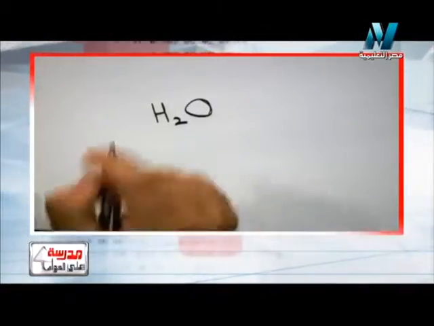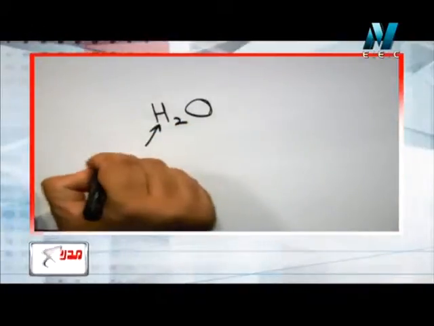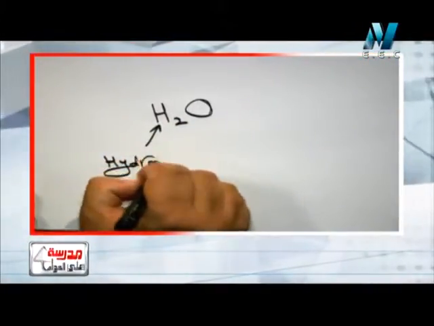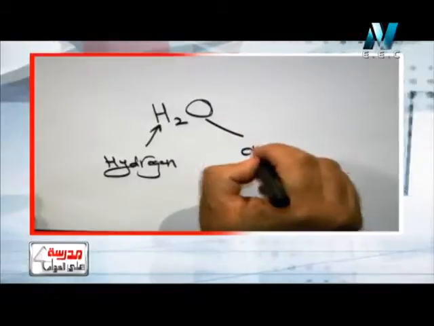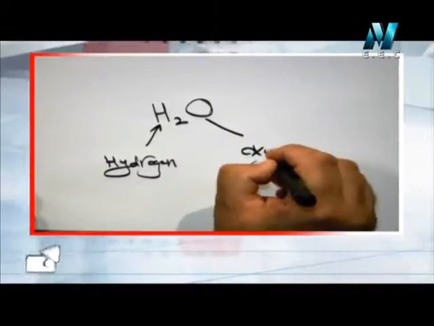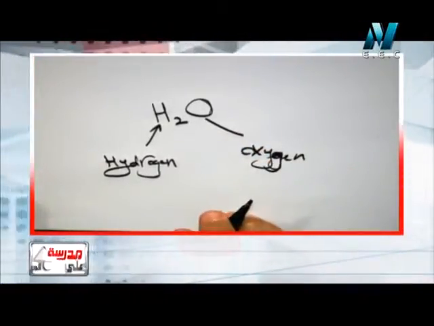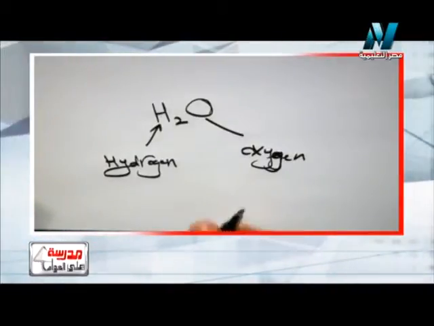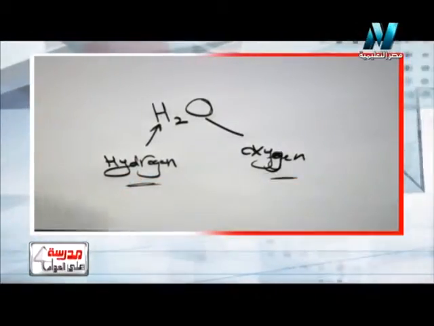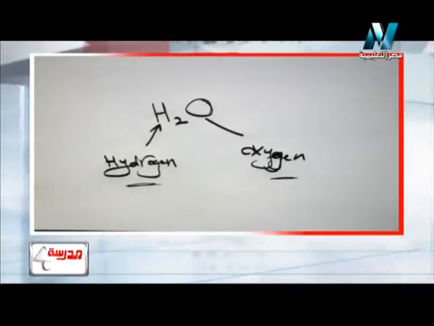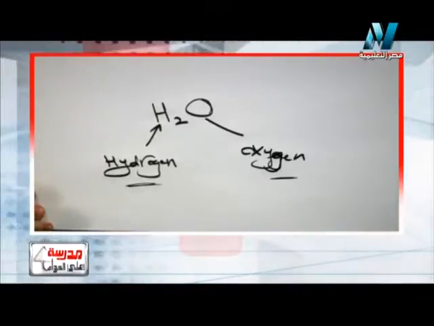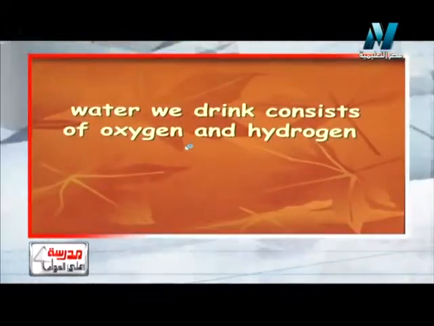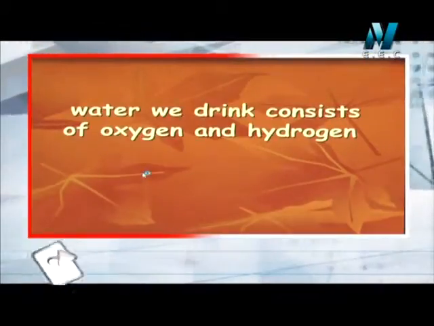So water contains two gases, which are hydrogen and oxygen, but in the form of a compound. Again, water contains two elements which are hydrogen and oxygen. The symbol of water is H2O because water consists of oxygen and hydrogen gas.